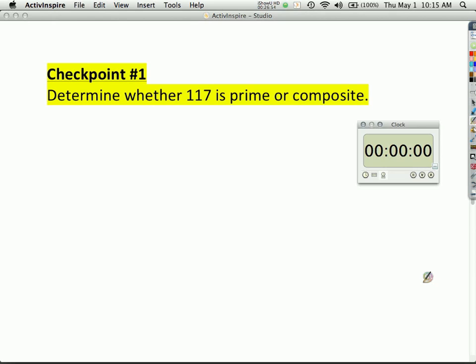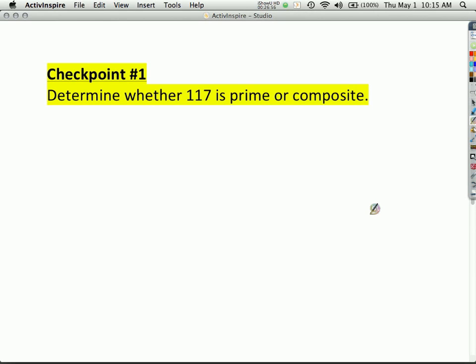Let's check this one by survey. Give me a thumbs up if you think it's prime. Give me a thumbs up if you think it's composite. Boy, I'm disappointed in myself. I didn't trick anybody. Good. Put your thumbs down. It is composite.